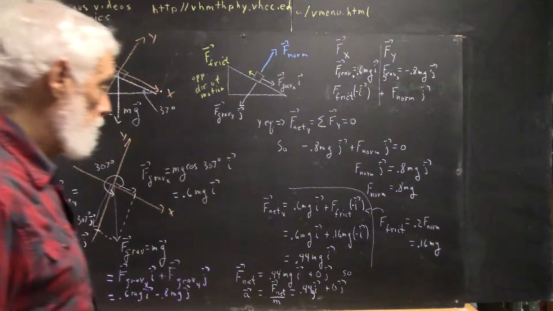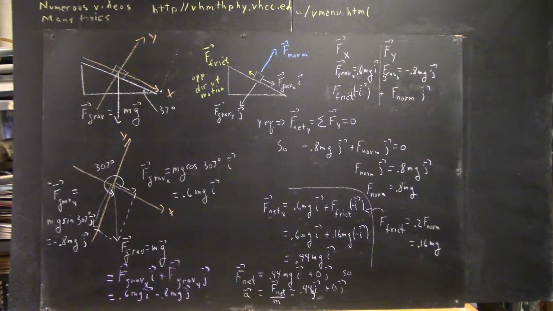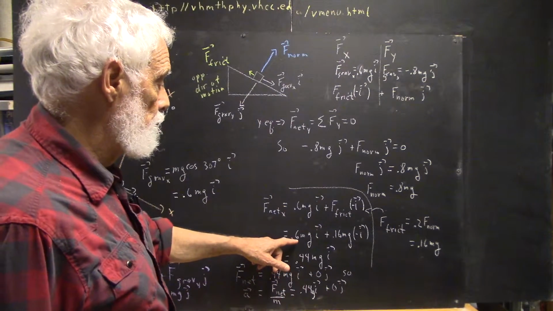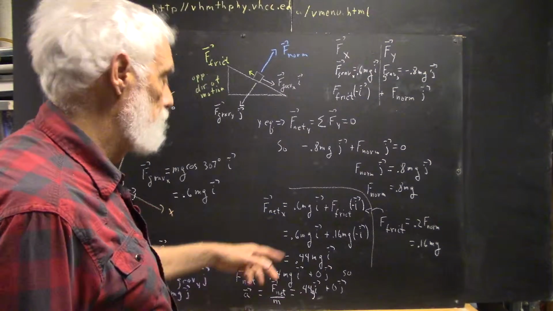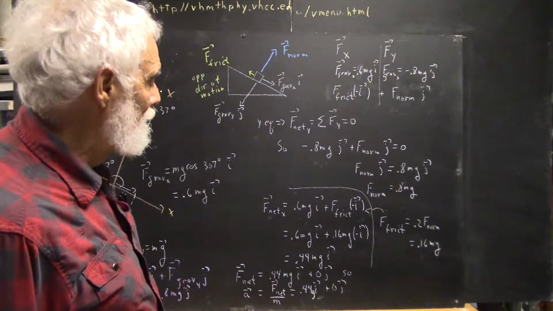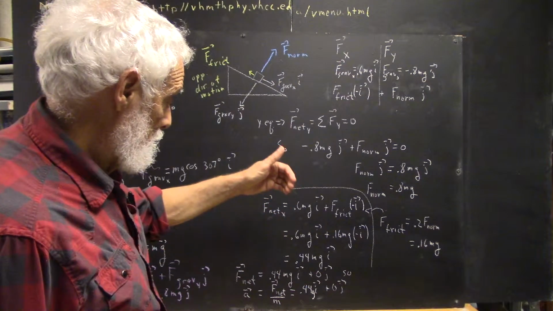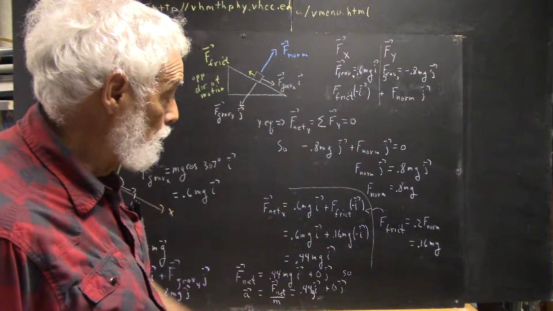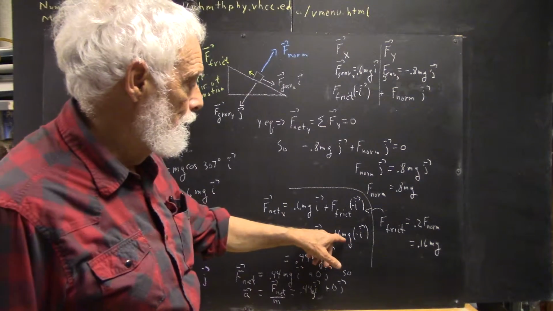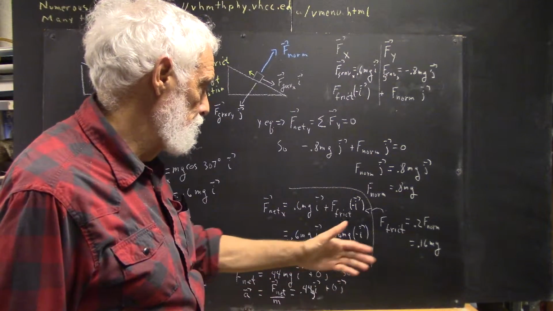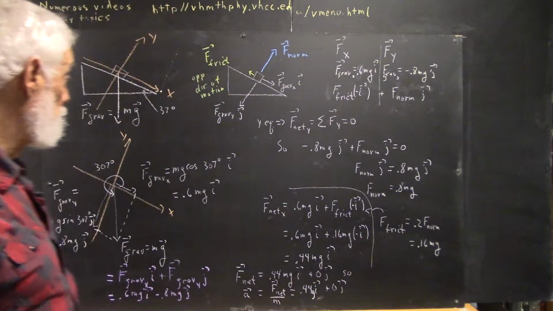That's pretty much it. A couple of other things that we can say, though, is that if there was no friction, then our net force in the x direction would just be 0.6 mg times the i vector, and the acceleration would then be 0.6 g instead of 0.44 g. The 0.16 mg that we get here reduces our acceleration by 0.16 g, and that's the acceleration we end up with.